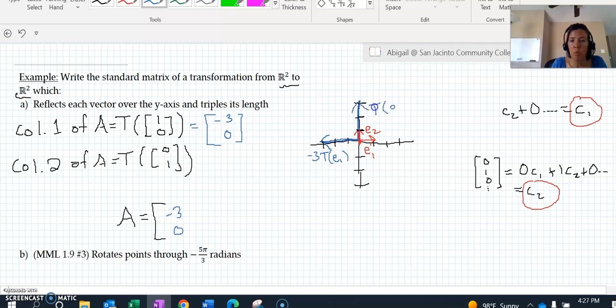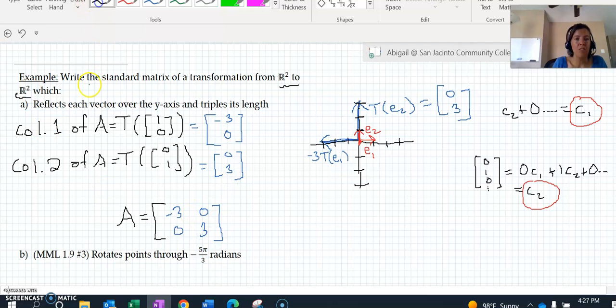So this is T of E2. And so T of E2 is the vector 0, 3. And so that's going to be the second column of this matrix A, 0, 3. And now you've got the standard matrix for this transformation. So that's one way to do it. If the transformation is described geometrically like this, and it's something that you can draw and figure out the coordinates, then that's probably the easiest way to handle those problems.